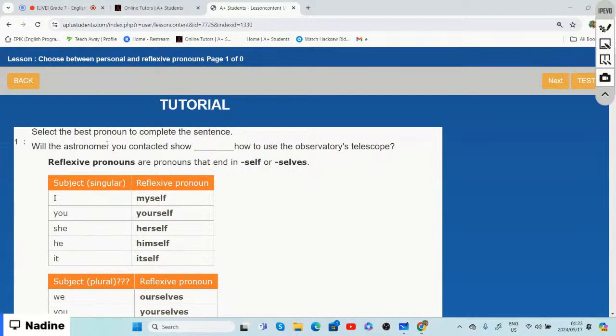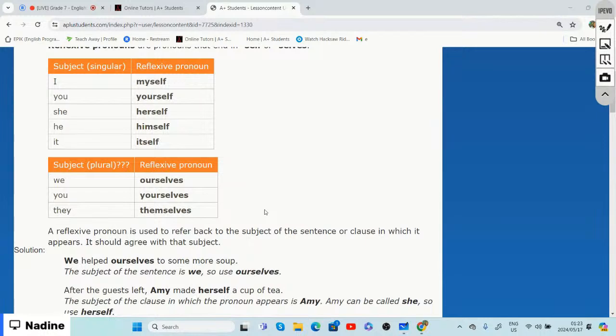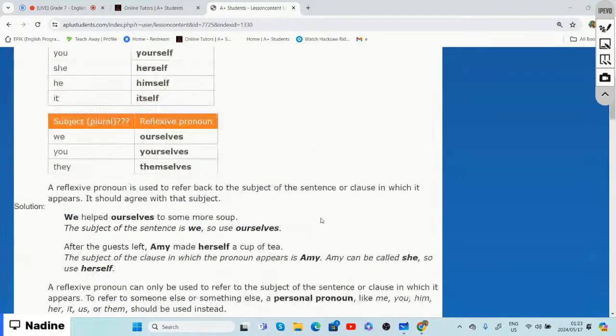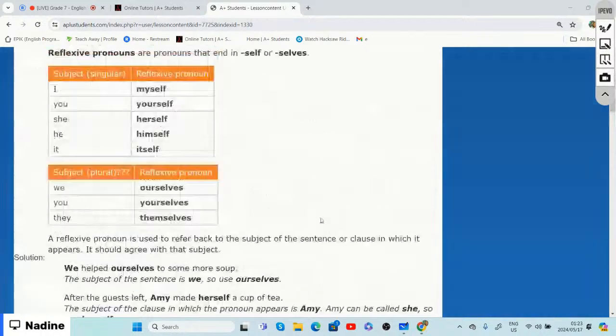It says, the astronomer you contacted will show to use the observatory's telescope? So do we say himself? Oh, because we're referring to someone else.